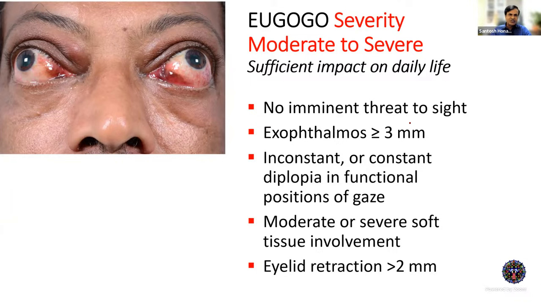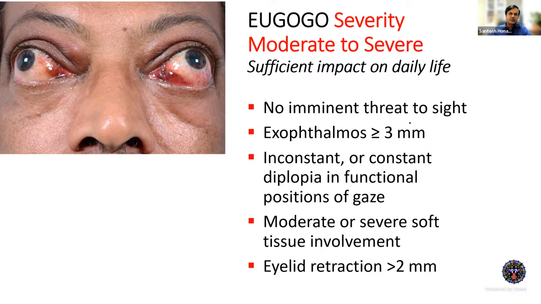This is mild severity. There is nothing called moderate severity. It is moderate to severe, which in summation would be sufficient impact on daily life, but there is no imminent threat to sight. The patient has exophthalmos of more than 3 millimeters, inconstant or constant diplopia in functional positions of gaze. When you talk about functional positions of gaze, you should know the occupation of the patient. For most of us, it is primary position and down gaze. But if the patient is a builder or an architect, they tend to stand at ground level and look up at the building. Obviously, that will be their functional position of gaze because they are looking up, right? So the functional position of gaze varies from patient to patient depending on the occupation, and you should ascertain whether they have or don't have diplopia in positions which are useful for their occupation.